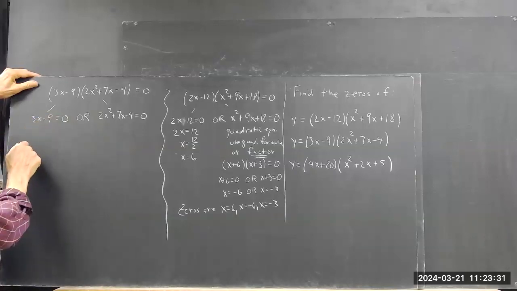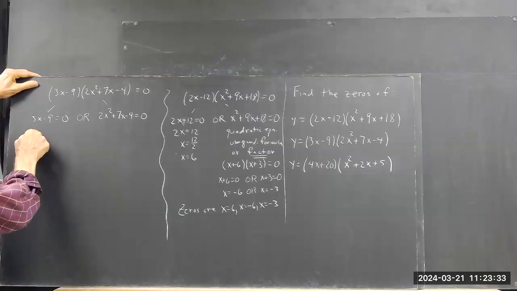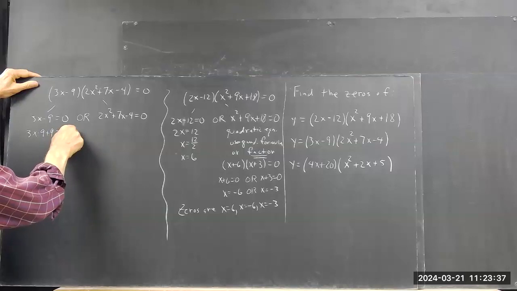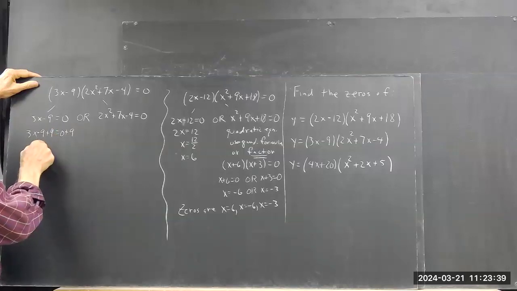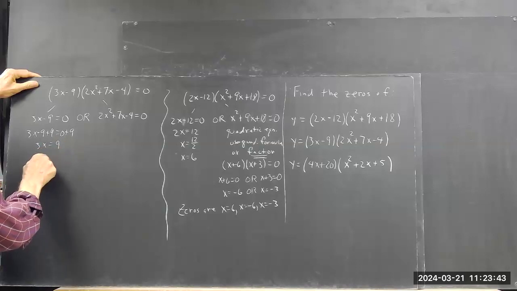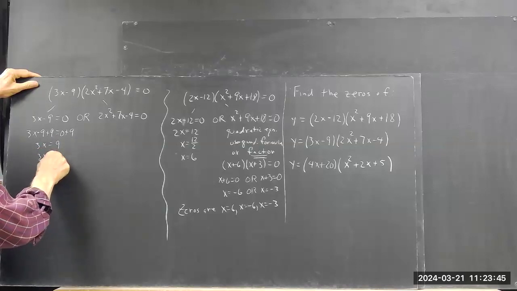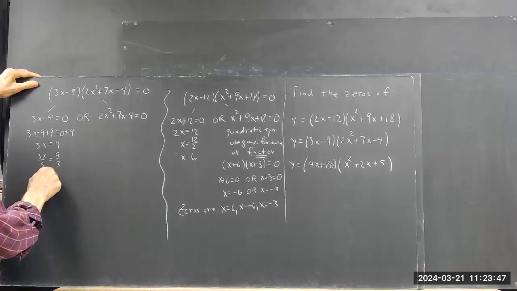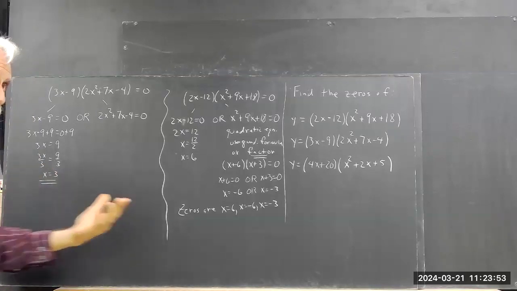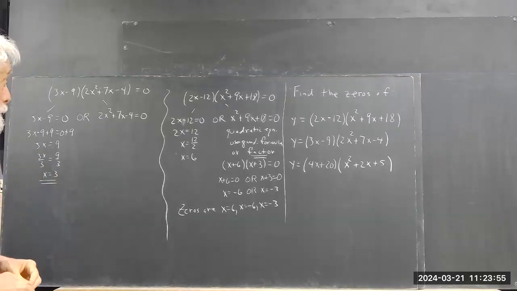Okay, 3x minus 9 equals 0. Well, 3x minus 9 plus 9 equals 0 plus 9. 3x equals 9. So 3x divided by 3 equals 9 divided by 3. So that x equals 3. So there's one solution, and that solution comes out very quickly.